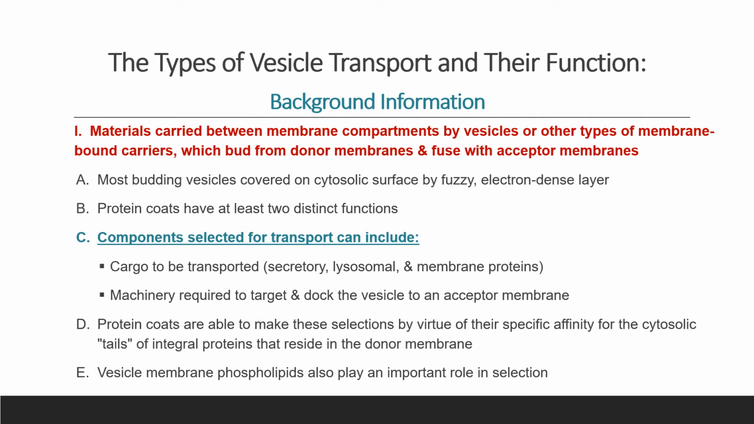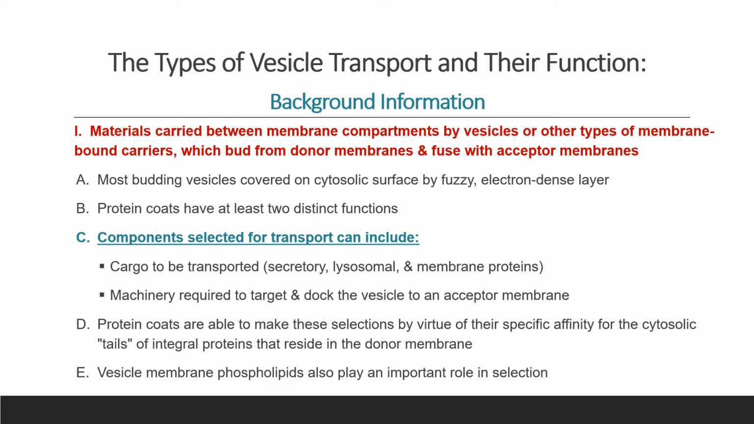So, the types of vesicle transport and their function. Materials are carried between membrane compartments by vesicles or other types of membrane-bound carriers which bud from donor membranes and fuse with acceptor membranes. Most budding vesicles are covered on the cytosolic surface by a fuzzy electron-dense layer, and protein coats have at least two distinct functions.